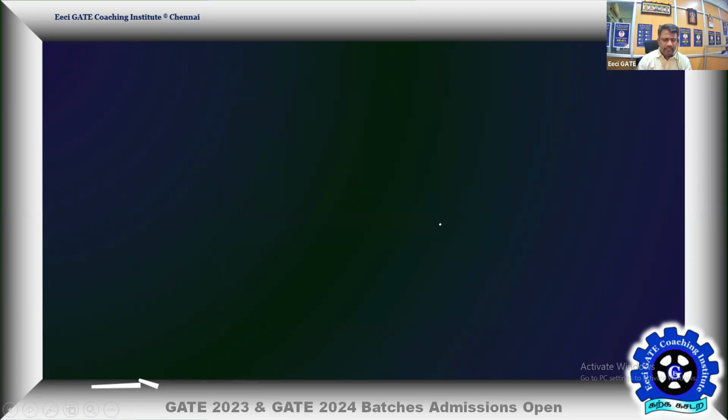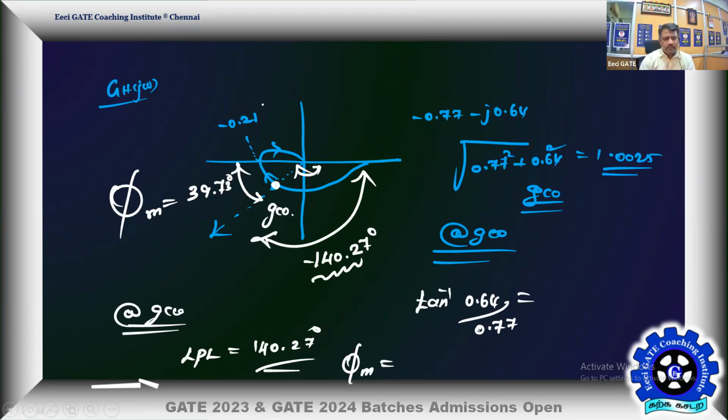So we have to find the gain margin as well. For that, this point is given, that is our phase crossover point. So at phase crossover, what is our loop gain? Loop gain should be equal to what? 1 for marginal stability. What is our loop gain? Loop gain is only 0.21.